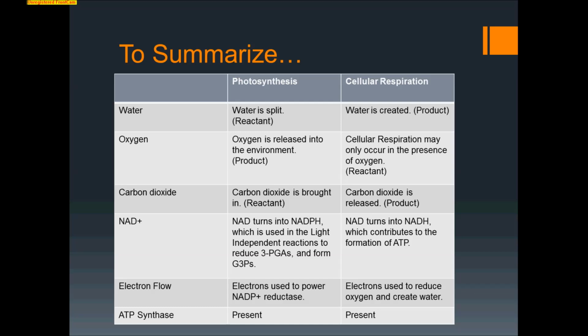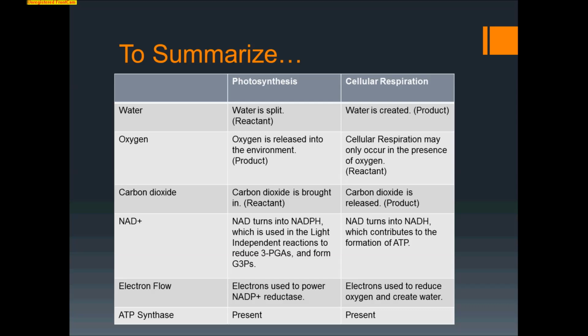There are many key players in both of these procedures, so I'll explain their functions in both. In photosynthesis, water is split via the water-splitting enzyme, and it is a reactant. In cellular respiration, water is created at the end of the electron transport chain, and it is a product. Oxygen is another key player. It is released into the environment as a byproduct by photosynthesis, which provides humans and other animals with the oxygen they need as a reactant during cellular respiration. In cellular respiration, carbon dioxide is released as a byproduct, and in photosynthesis, it is used as a reactant.